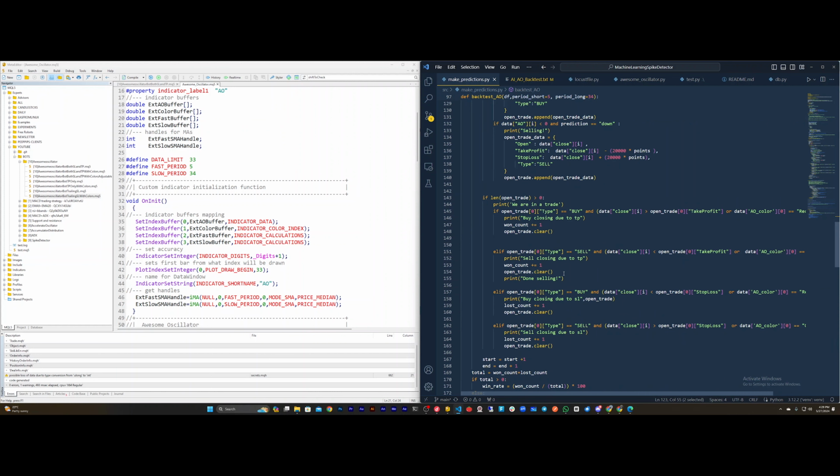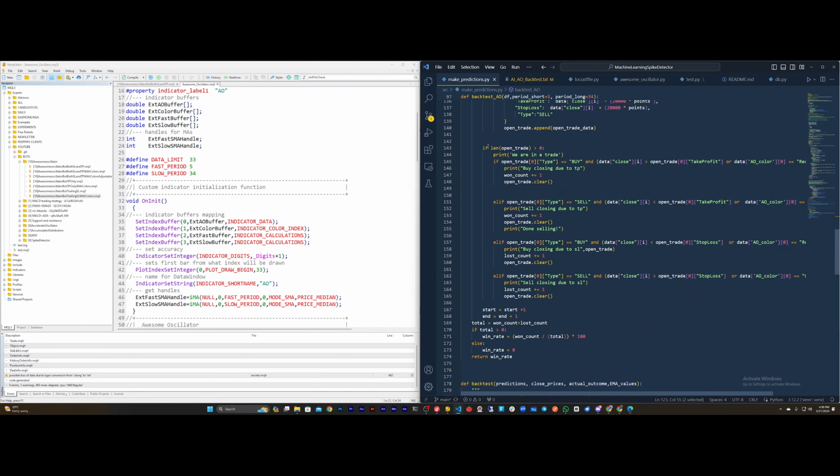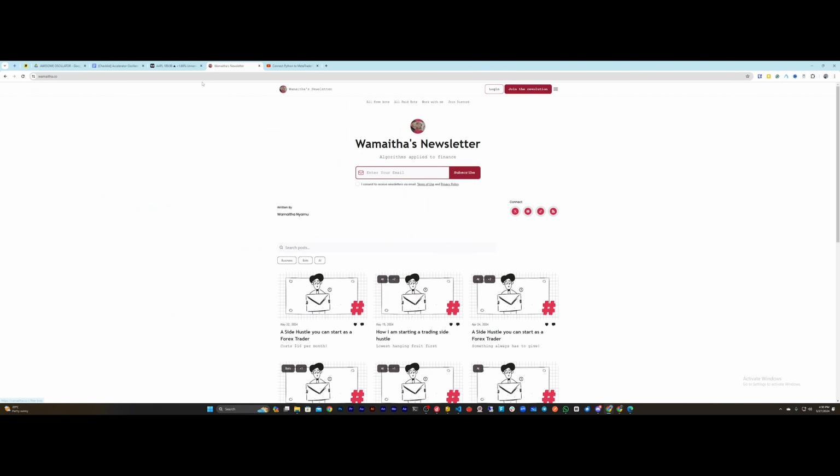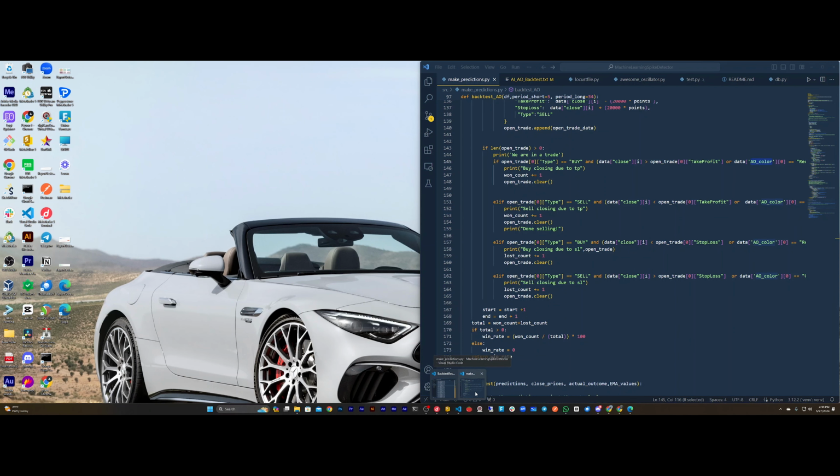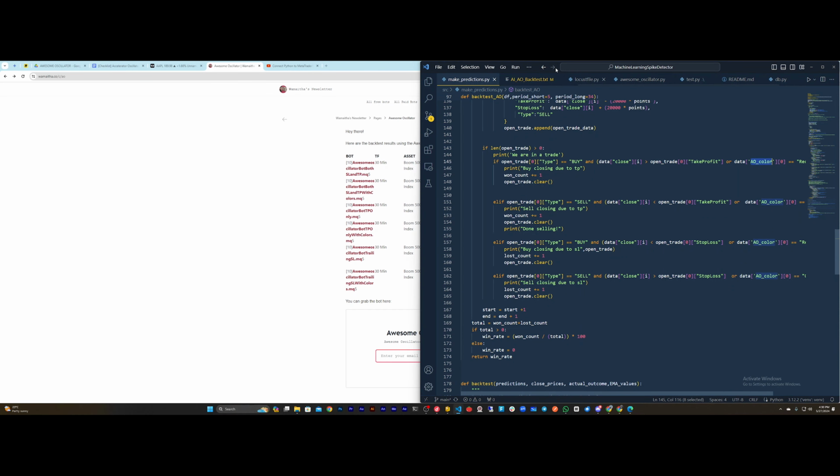The other thing I also included was the colors. This is because from the backtest results, you can see when we have colors involved, we are getting a better win rate, except for this one, of course. So that was also the reason why I made the backtest with the AI use the colors. Okay, and these were the results.